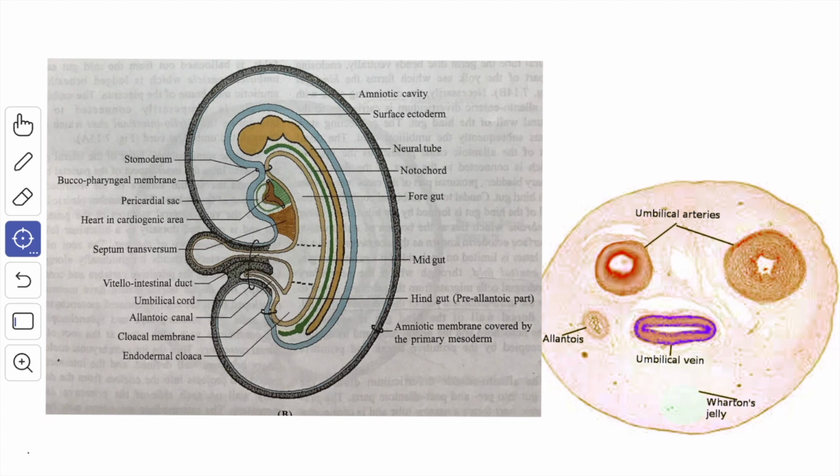There is a communication between the intraembryonic and the extraembryonic coelom. The coelomic cavity surrounds the vitello-intestinal duct and is contained within the fetal end of the umbilical cord up to the 10th week of development. During this period, a U-shaped loop of midgut herniates into the extraembryonic coelom, producing the physiological umbilical hernia. After the 10th week, the hernia reduces and the coelomic cavity obliterates.